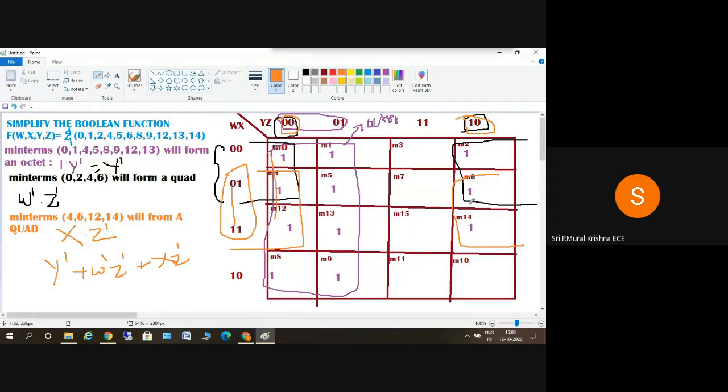So octets, quads, these. Clear? Yes, sir.